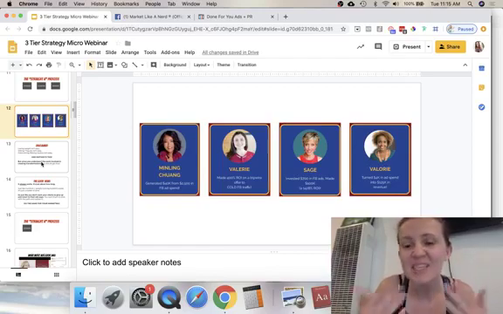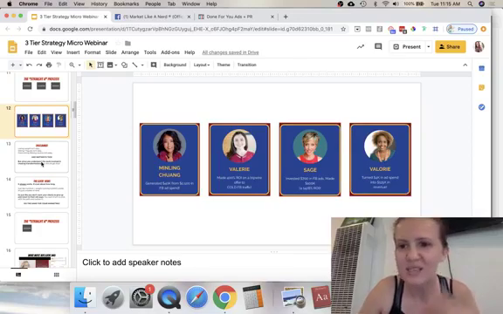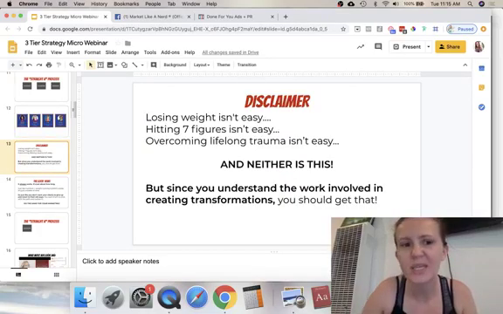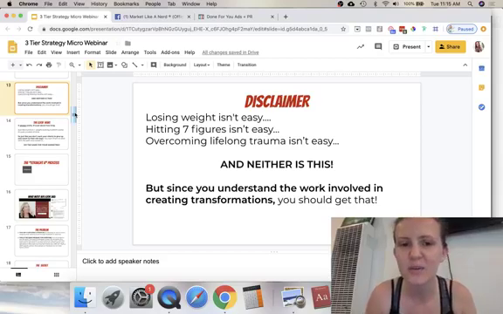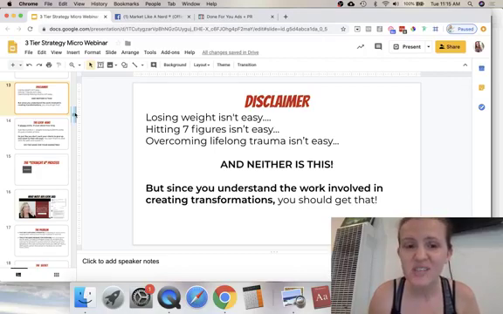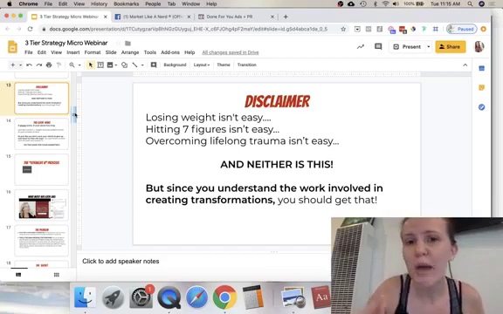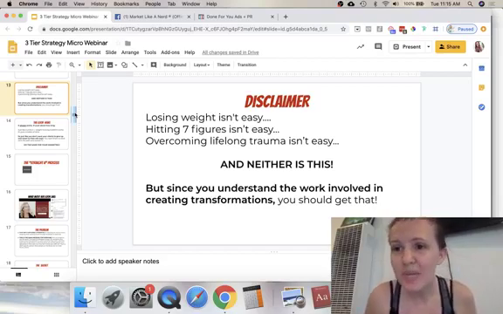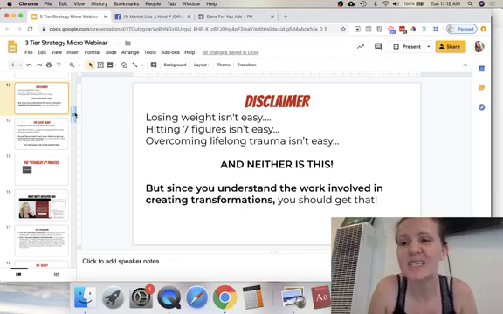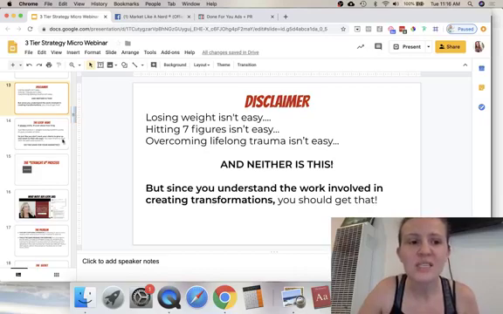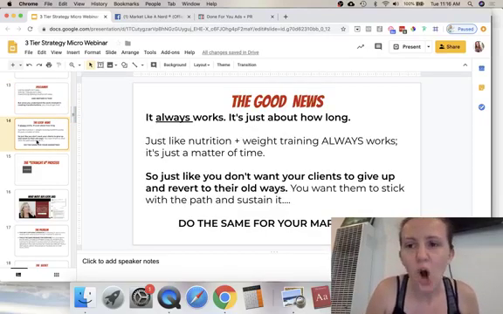And this may make it sound easy, it may make it sound like a dream, but before we get into this strategy, I want to give a quick disclaimer. Just like losing weight isn't easy, just like hitting 7 figures isn't easy, just like overcoming lifelong trauma isn't easy, the transformations that you help your clients go through, I would bet, are not easy, and neither is this. But since you understand the work involved in creating transformations, hopefully you should get that and be game for that. Now, the good news is that even though it's not easy, it always works.